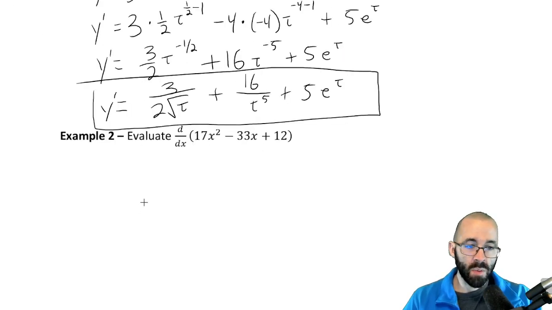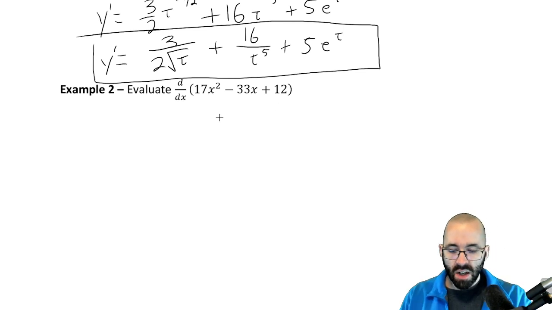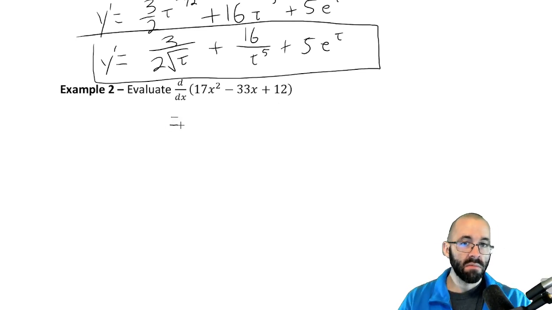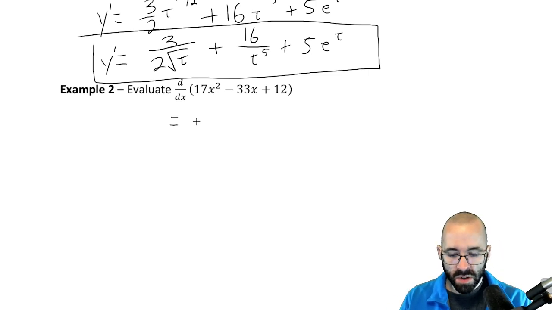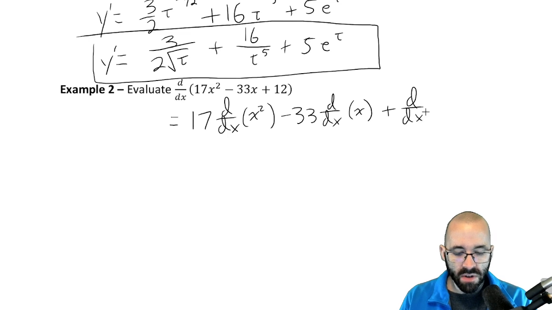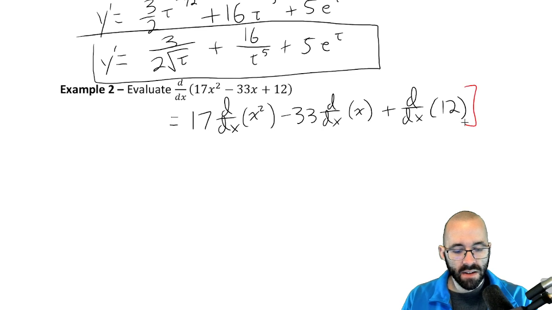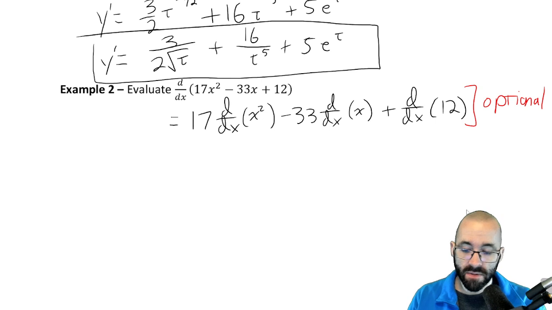So again, we'll do one more example. Take the derivative of this quadratic function. To be very clear what's happening between the power rule, the sum rule, and the constant multiple rule is that this is equal to 17 times the derivative of x squared minus 33 times the derivative of x plus the derivative of 12. This is really what's happening. We usually don't write this, but it's a really good idea to write this when you're still learning.